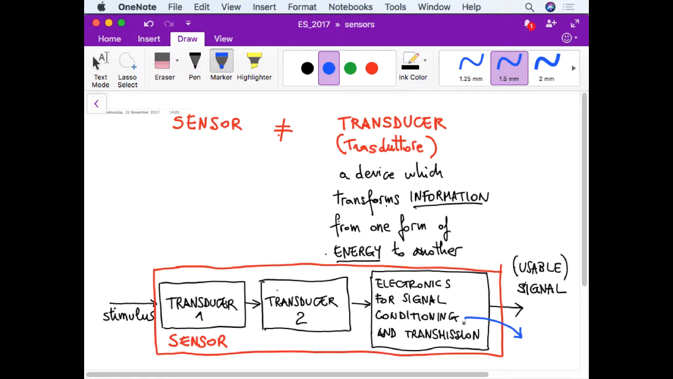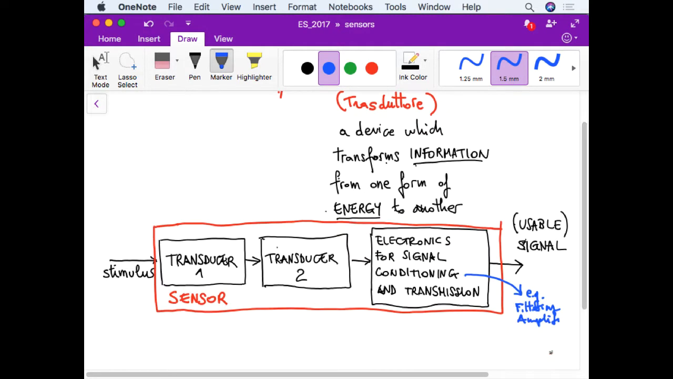That is signal conditioning. You have to assume that even if, at the output of the last transducer, you have an electrical signal, this electrical signal is typically weak, is rich of noise, and therefore is not really usable by other systems. So let me write just as an example: filtering, amplification, AD conversion, other processing. Okay.